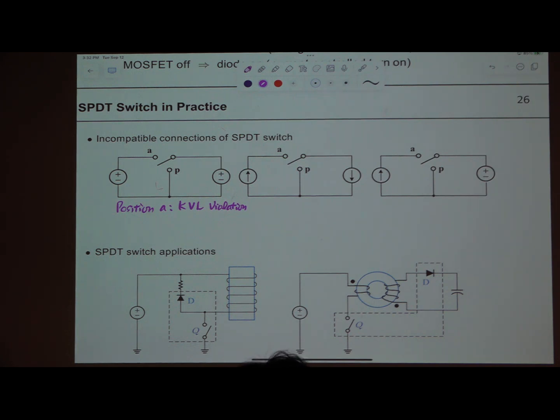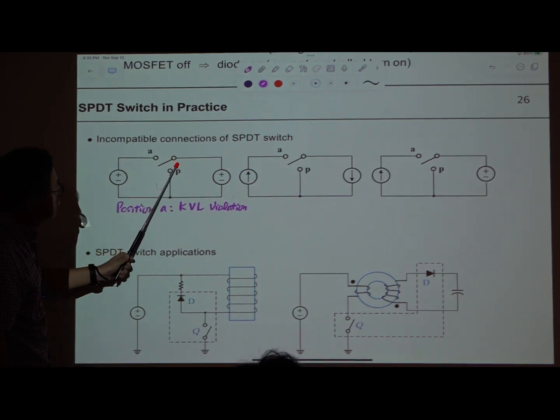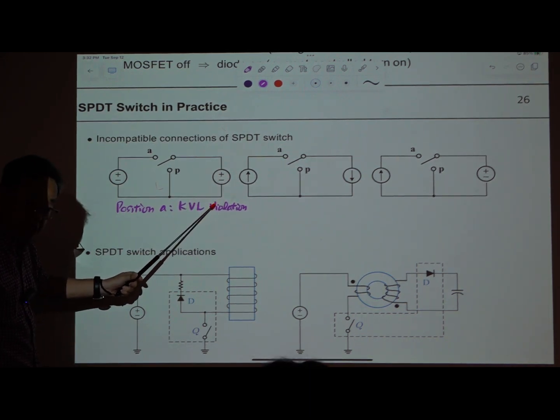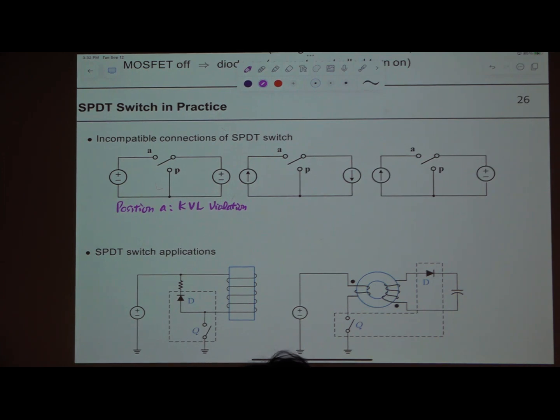There is a problem, so it won't work. If this pole is connected to here, you are shorting this voltage source, which is a big problem. So at P position, you are actually shorting the source. Okay, so it's incompatible, unworkable, unoperational. So this won't work, right?